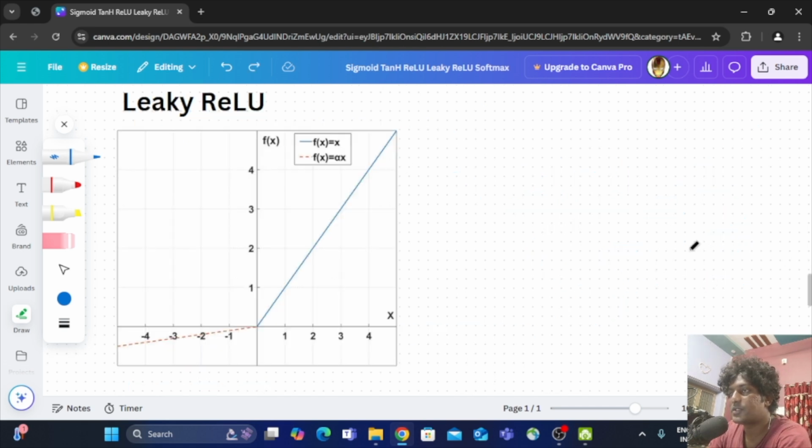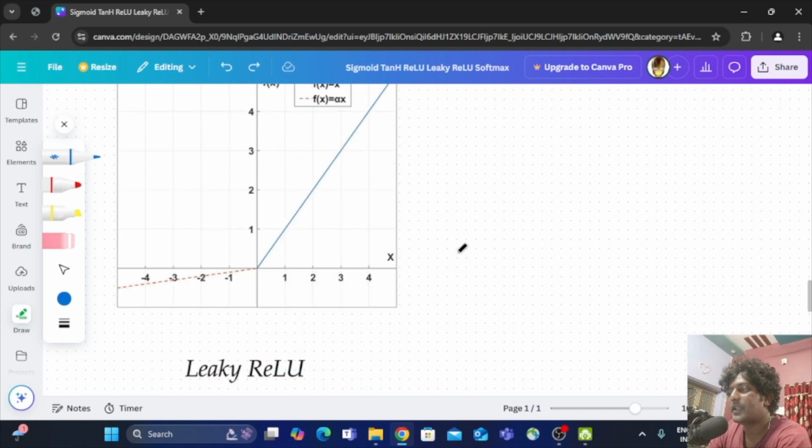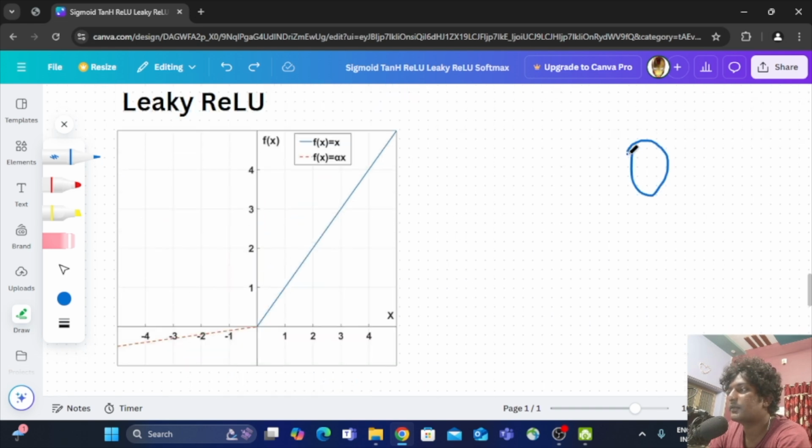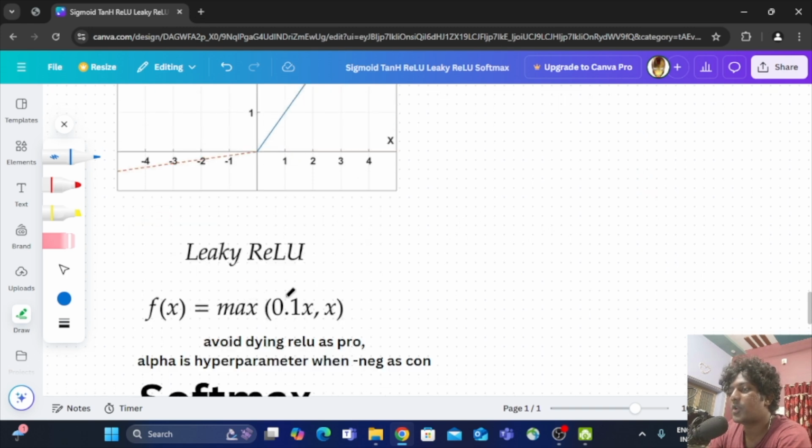There is another activation function called Leaky ReLU, and by this Leaky ReLU we can solve the dying ReLU problem, like I said earlier, the dying neuron problem. See the formula for this: max of 0.1x comma x. I will explain here. If the value is greater than 0, the output will be x, right? If the input value is greater than 0, there will be no problem, because it is a positive value.